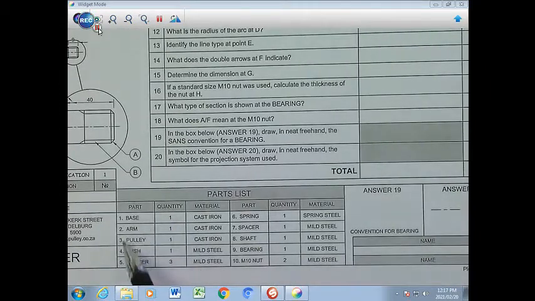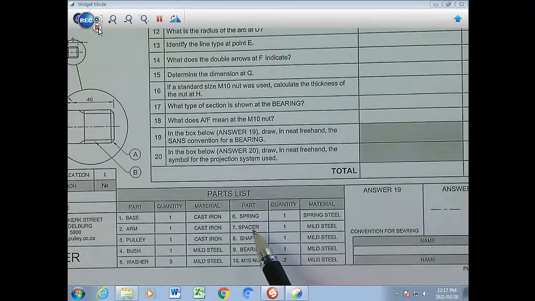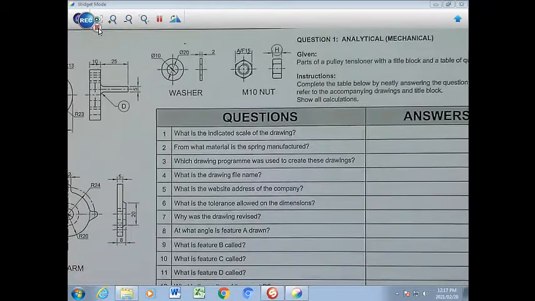There's 1 right down to 5 from the base to the washer, and it continues this side from the spring right down to the M10 nut. So it is a part, a quantity and material. Part, quantity and material. Question number 1. What is the indicated scale on the drawing?